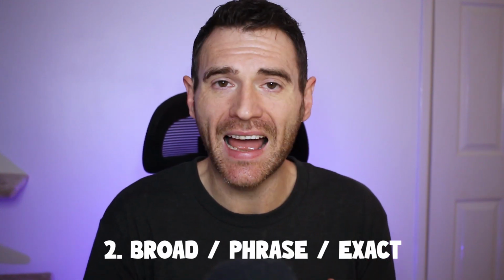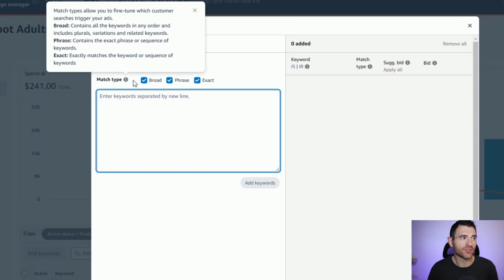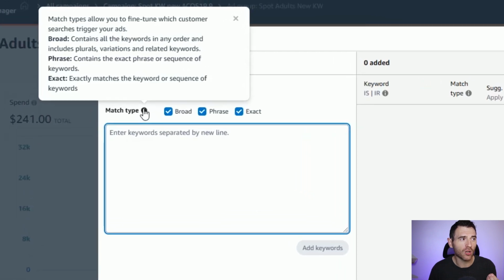The next tip is testing out the broad, phrase, and exact match types. And so these work in different ways. If we hover over this info section here, you can see that broad contains all of the keywords in any order and includes plurals, variations, and related keywords. Phrase contains the exact phrase or sequence of keywords, where exact is the exact match.